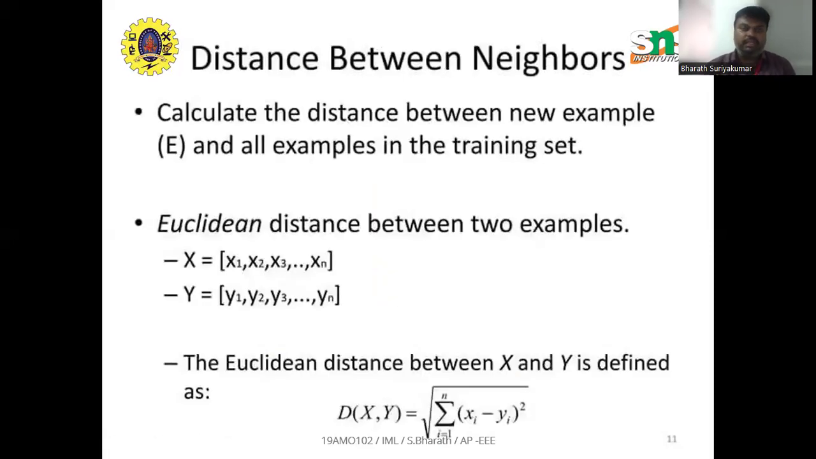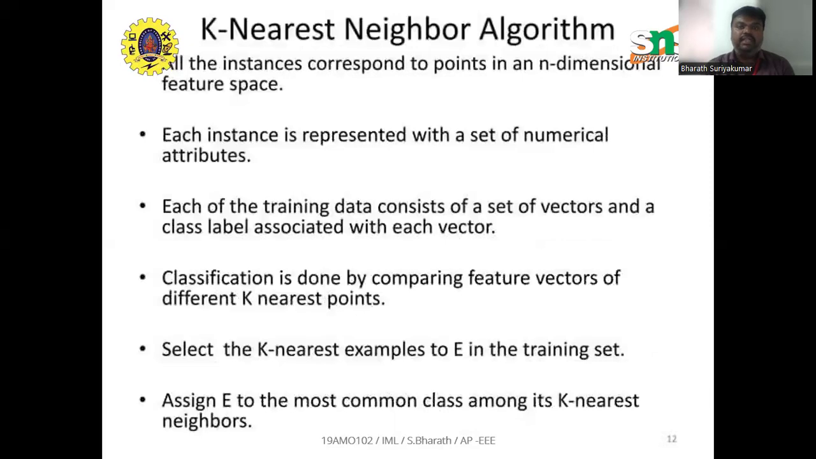Distance between the neighbors: calculate the distance between the new example and all examples in the training set. Euclidean distance between two examples, x equals x1, x2 up to xn, and y equals y1, y2 up to yn, is defined as d(x, y) equals the square root of the summation from i equals 1 to n of (x_i minus y_i) the whole squared.